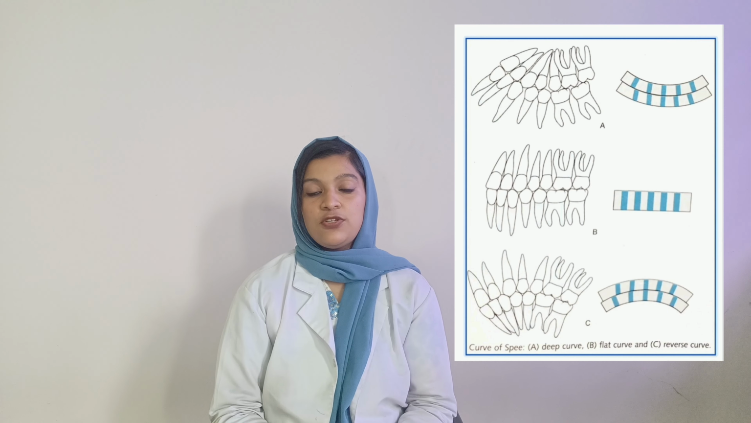Then last is the curve of Spee. The curve formed by the cusps of the lower teeth should be shallow. That is, for a normal occlusion, we should have a flat curve of Spee. If the curve of Spee is deep, it results in crowding, and if the curve of Spee is reverse, it results in spacing. So these are the 6 keys of occlusion.